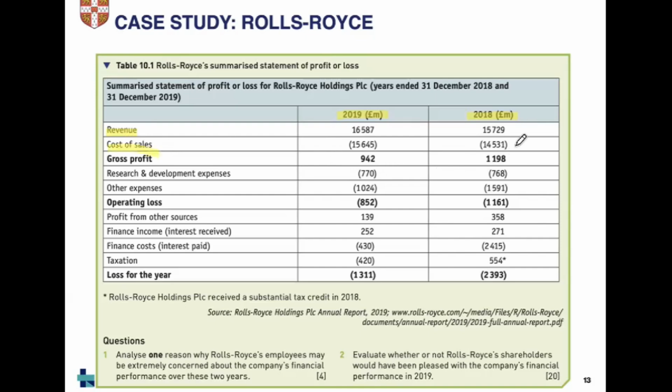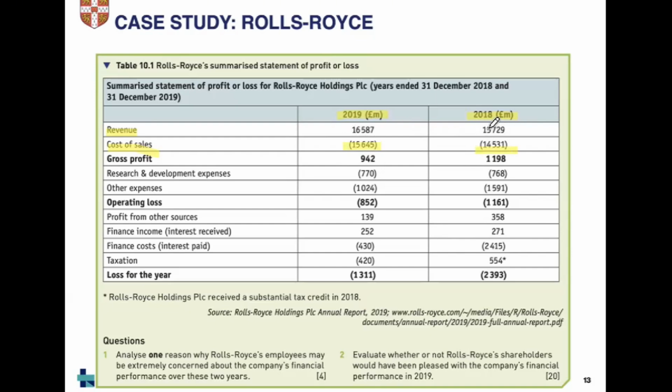All right. So it is put in brackets, meaning that it's a negative figure. Or it is subtracted from the revenue. So in 2018, its revenue is 15 billion 729 million pounds. And this is its cost of sales. Let's work with the thousands, but we know that the figures are actually in millions. So it's 14,531 here, which is the cost of sales. The cost of sales increased in 2019 to 15,645. Well, to be fair, you can see an increase in revenue also.